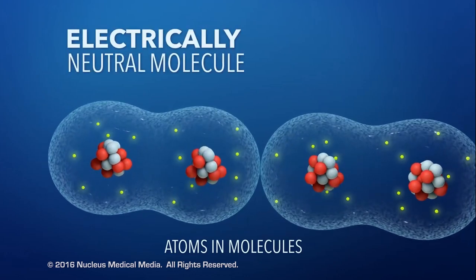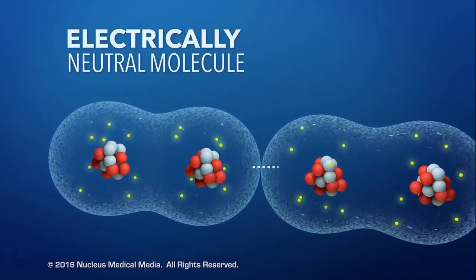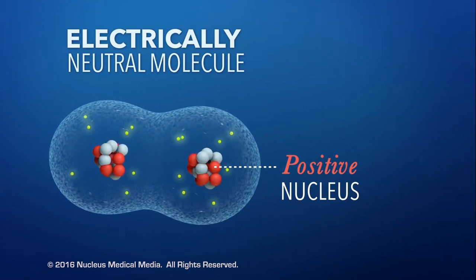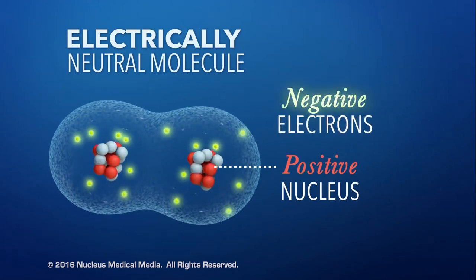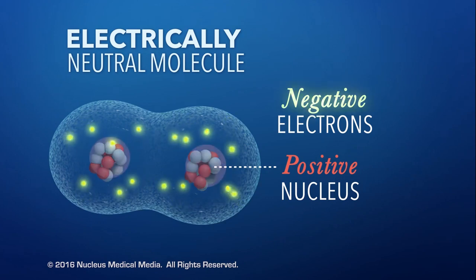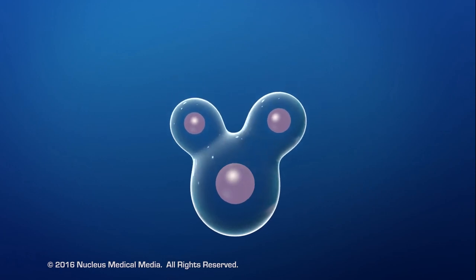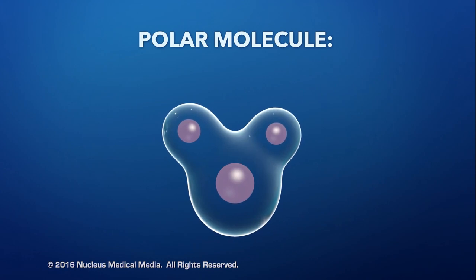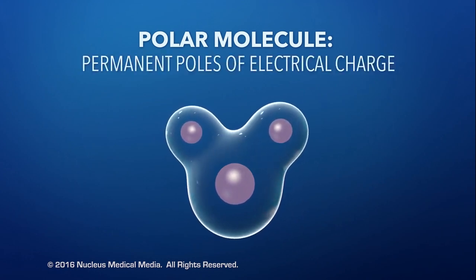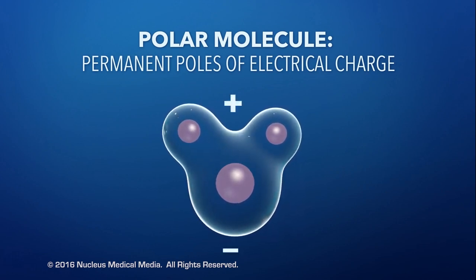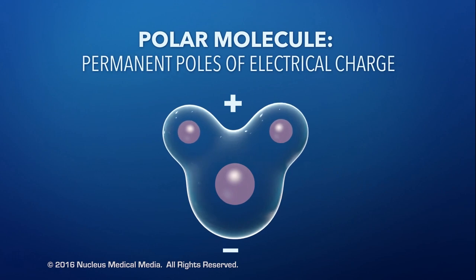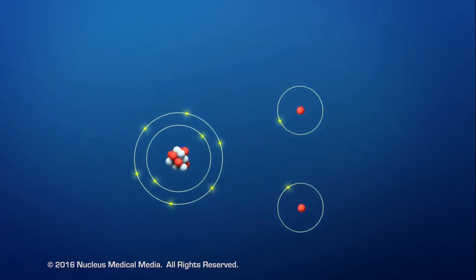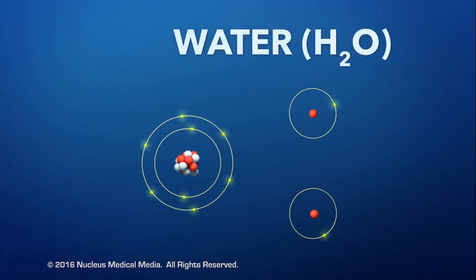Molecules are electrically neutral because they have equal numbers of positively charged protons in the nucleus and negatively charged electrons outside the nucleus. In addition, some molecules are also polar. What does this mean? Well, polar molecules have permanent poles of electrical charge like a magnet because the electrons are unevenly distributed around the molecule. How does this happen? Let's look at an example of a polar molecule: water.